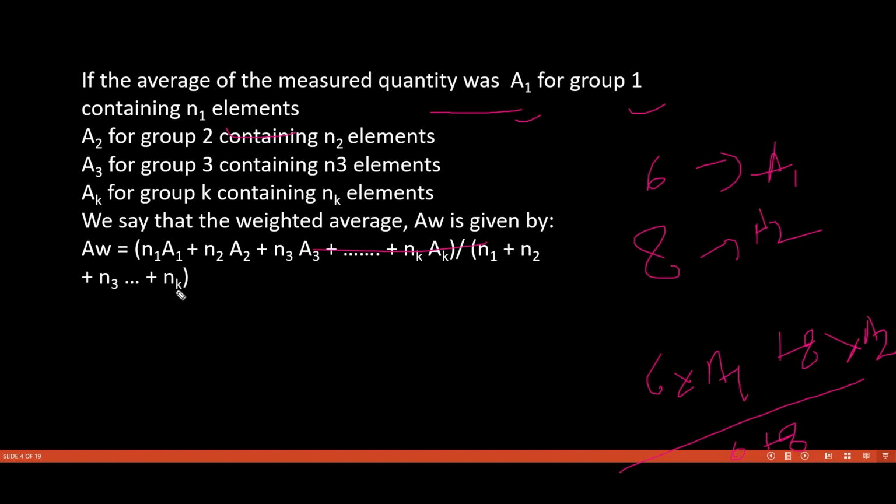So the same is given as (N1 A1 plus N2 A2 and so on) for K number of groups, up to NK AK, divided by N1 plus N2 till NK. You can take it as the weighted average. Now if you apply this formula and try to find the solution, it is very difficult because too much calculation is required.